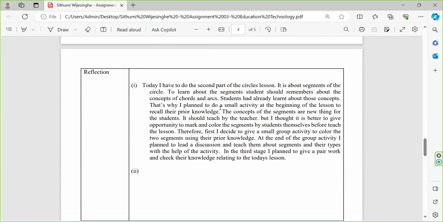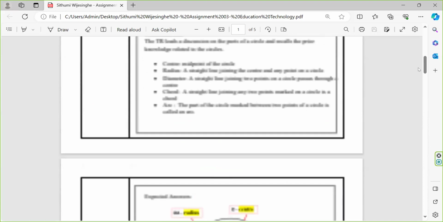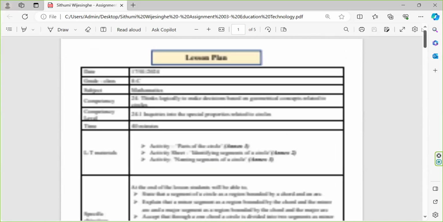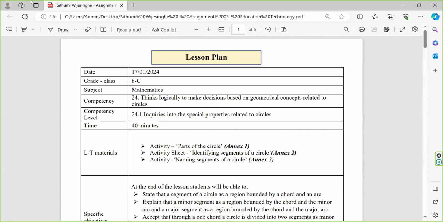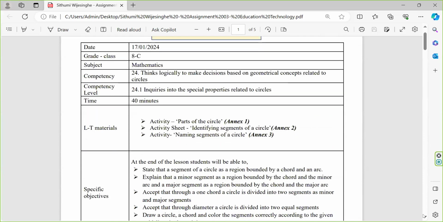Actually speaking, it's a really good one, Situmini. It's a maths lesson. Very well done, even the objectives and everything I saw. I just want to look at the competency and the competency level. It's really, really good. Right. Okay, very well done. Actually speaking, it's really good. Thank you, ma'am. Right. Very well done. Actually, the content is also really good, not only the lesson plan and everything.